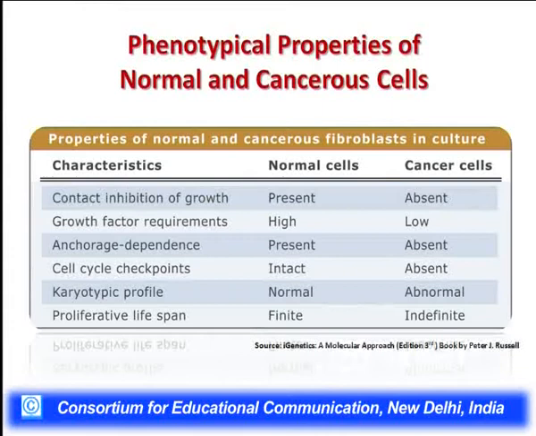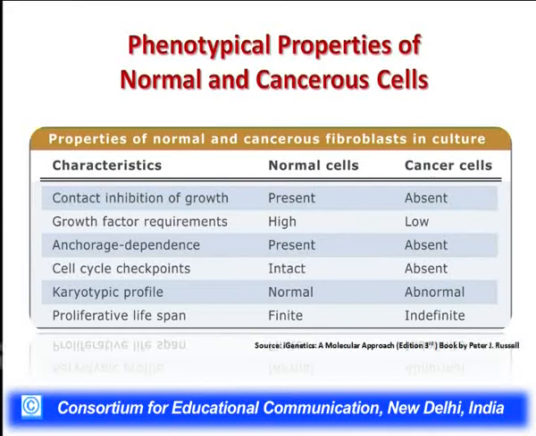The second property, which is low in the cancer cells, is the growth factor requirement. The normal cells require a high quantity of growth factors, while the cancer cells require a low quantity of growth factors. The third property is anchorage dependence. This property is present in the normal cells while it is absent in the cancerous cells. The fourth major property which is changed in the cancer cell is the cell cycle checkpoints, which are intact in the normal cells while absent in the cancerous cells.